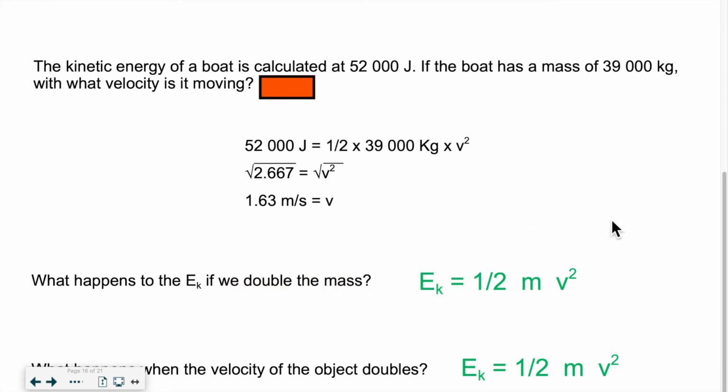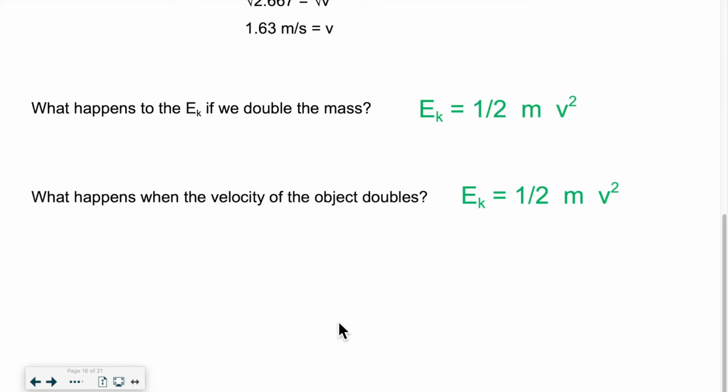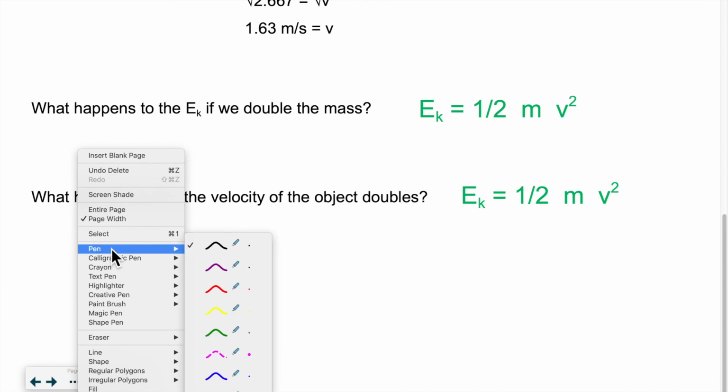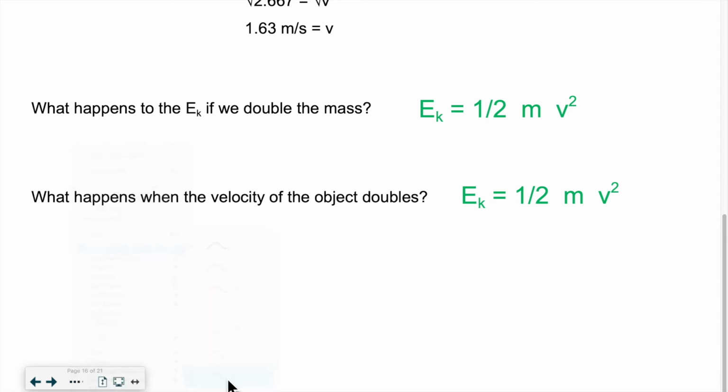Next, we have more theoretical questions. So it could happen that you would be asked, what would happen to the energy if we double the mass? So in this case, we don't need to work with numbers, although we could, but we don't need to. We can work just in theory. So if we take a look at this, now what changes? This does not change, and the velocity doesn't change. The only thing that we're really changing is the mass.